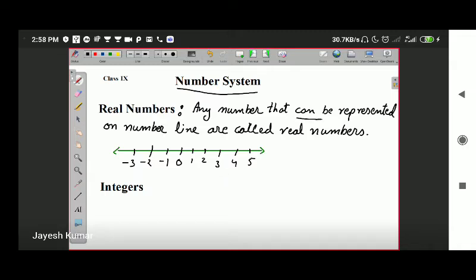And I'm underlining can be represented. There are lots of numbers. Some of them cannot be represented on the number line. We are just talking about the numbers that can be represented on the number line are called real numbers.